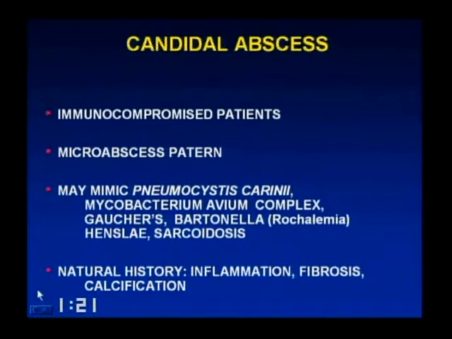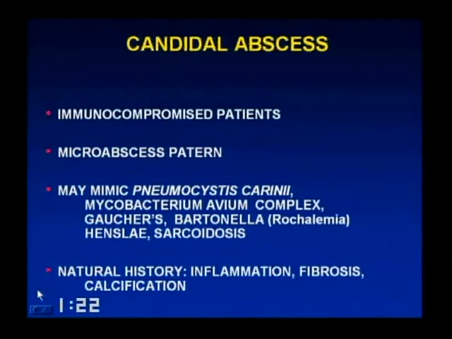Now, the use of the term microabscesses in the literature is not as strict as in our general parlance and jargon, where we usually think of microabscesses as salt and pepper, very tiny little things. But anything even 1-2 centimeters can still be called microabscesses. The differential primarily is Candida, Pneumocystis carinii, Mycobacterium avium complex, and Bartonella henselae or Rochalimaea. It's the same organism. Two other entities that can give a similar pattern but are clinically obvious are Gaucher's disease and sarcoidosis. The natural history is one of inflammation followed by fibrosis and calcification.